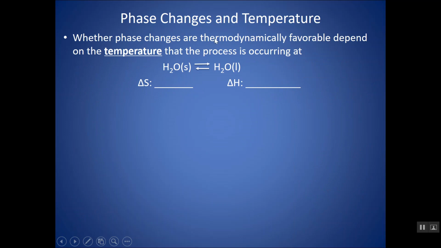Whether phase changes are thermodynamically favorable depends on the temperature that the process is occurring at. And that makes total sense. So here we have solid changing to liquid. Going forward, delta S would be positive, solid to liquid, increasing entropy, increasing dispersal of matter or energy. Delta H would also be positive. This is endothermic. I'm going up the heating curve if I visualize that heating curve.